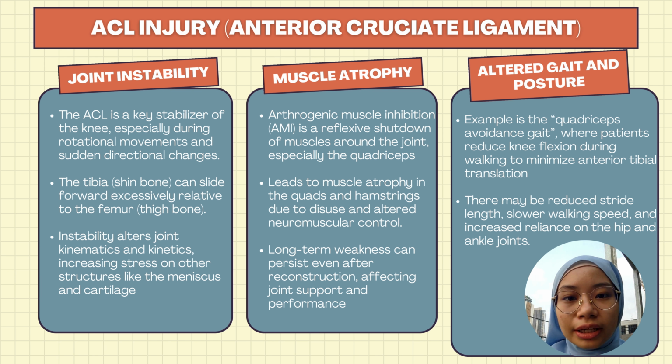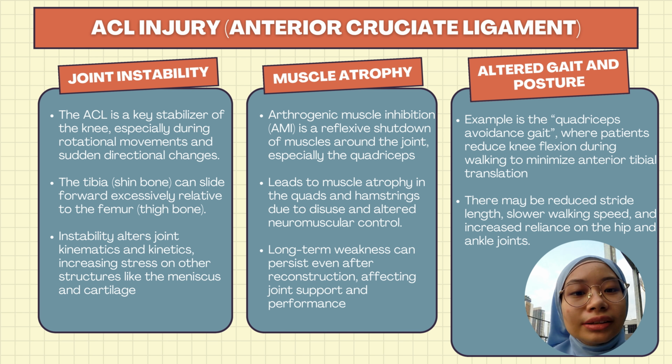Arthrogenic muscle inhibition or AMI is a reflexive shutdown of muscles around the joint, especially the quadriceps. This would lead to muscle atrophy in the quads and hamstring due to disuse and altered neuromuscular control. Long-term weakness can persist even after reconstruction, affecting joint support and performance. Or in other words, it is when certain parts of the muscle near the joint are not being used, so the body shuts them down, and sometimes they will not be able to recover even after reconstruction.